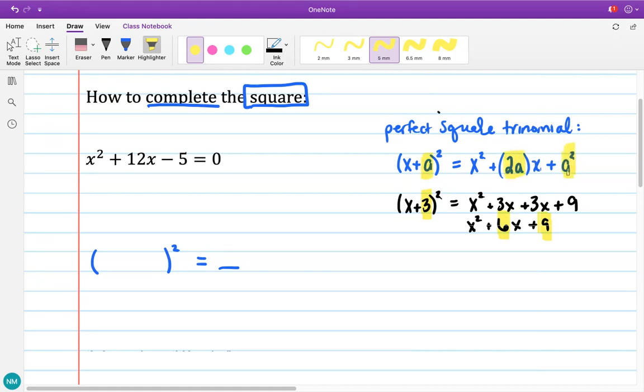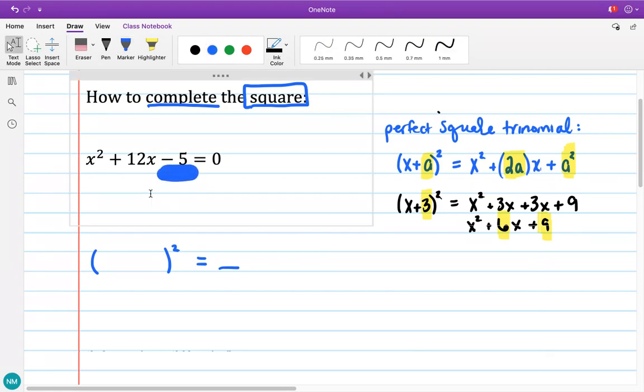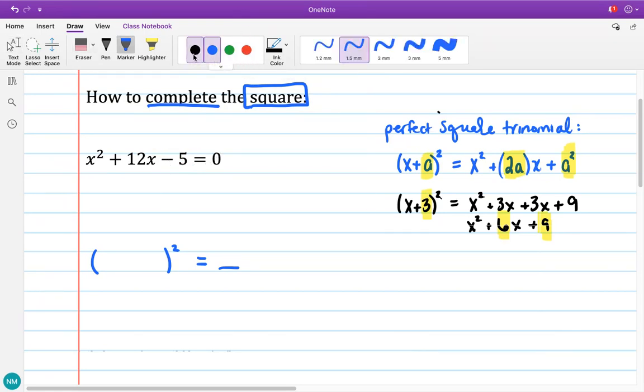So that's the key here: whatever a is, this is double here and this is squared here. So what that means is that this is not a perfect square trinomial. I know it's not a perfect square trinomial because this is a 12 and this is a -5, right? First of all, a perfect square trinomial always has a positive c value. So let's talk about how to do this.